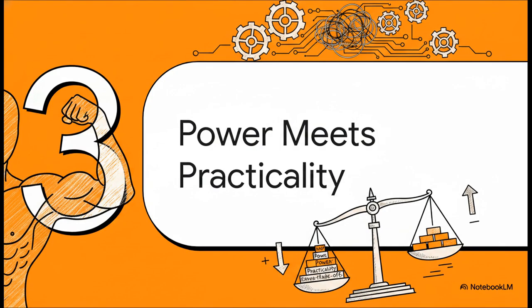All right, our next section, power meets practicality. Because having a superpower usually comes with its own set of challenges. The more powerful and intelligent the parser gets, the more complex it becomes. And this is where compiler designers have to make some really smart trade-offs.